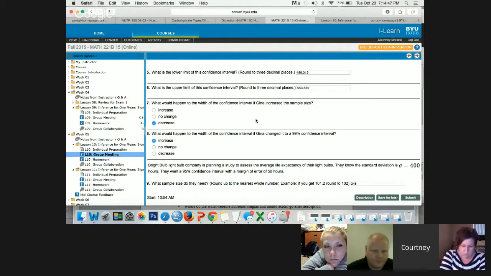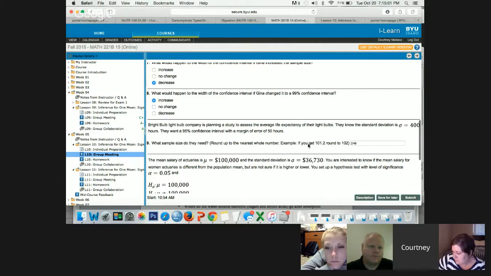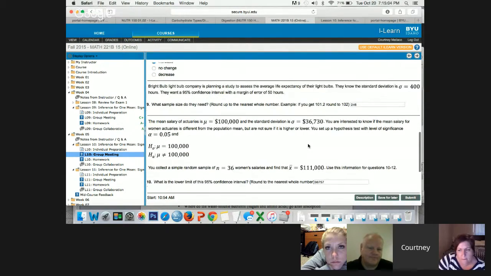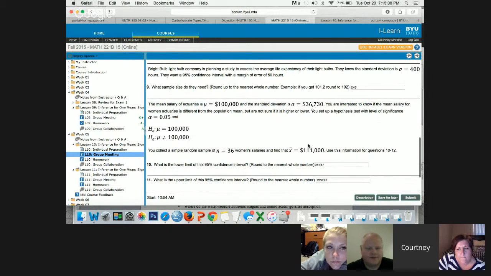And then what would happen to the width of the confidence interval if she changed it to a 99% confidence interval? It would increase because it was going from 95 to 99. And so then you'd be more inclusive with the answers that you were including in that confidence interval. Yeah, okay. Another way to look at it is because it's 99% confidence, you have 99% of the information. So you have more information.